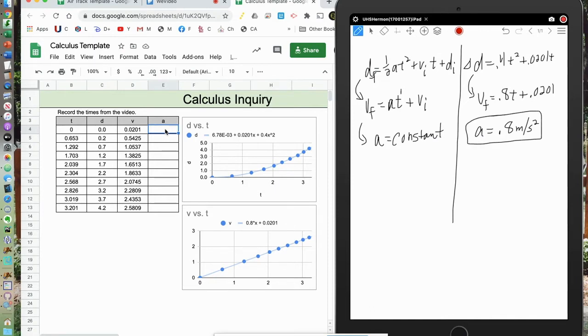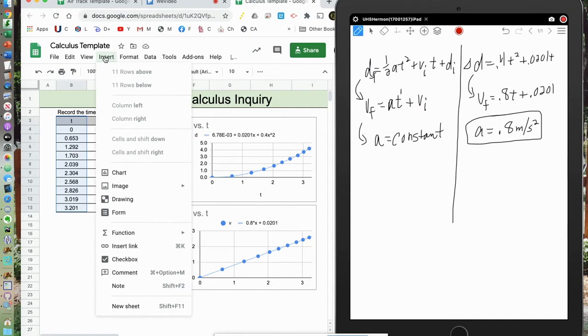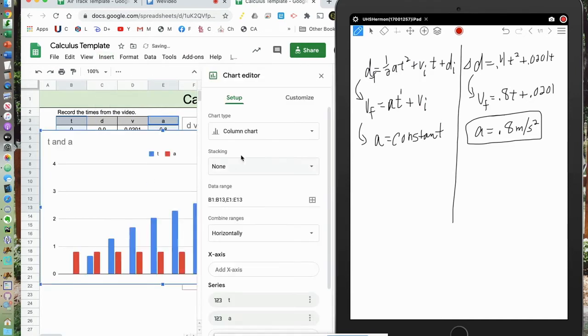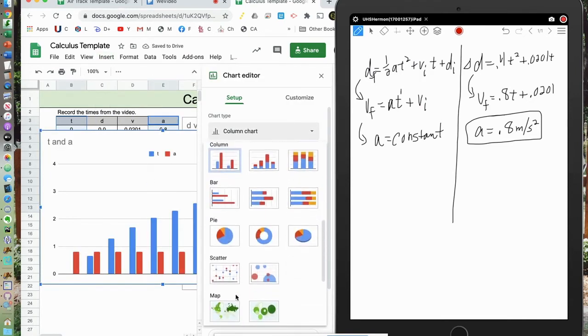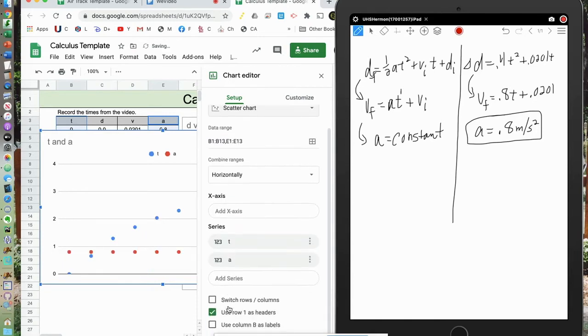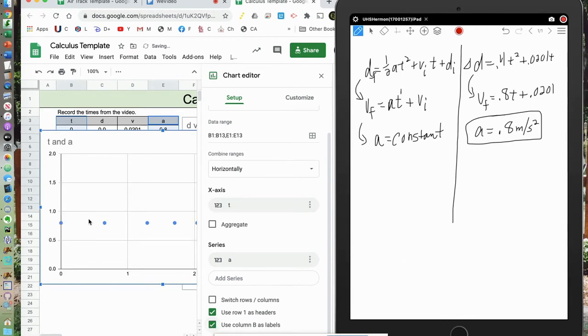So what I want to do just here is equals 0.8, and I can drag that down. And I know this seems kind of ridiculous, but I'm going to hold Command down. I'm going to graph acceleration and time, insert a chart, and we want a scatter chart again. And I'm going to have to use column B as labels. If you ever get these two lines, use column B as labels. Okay, and I'm going to get a straight line there, obviously.